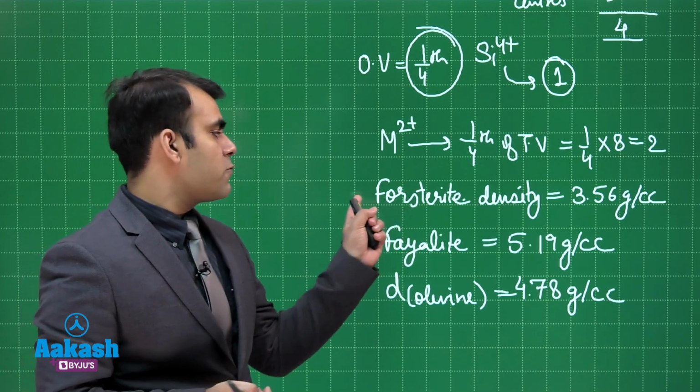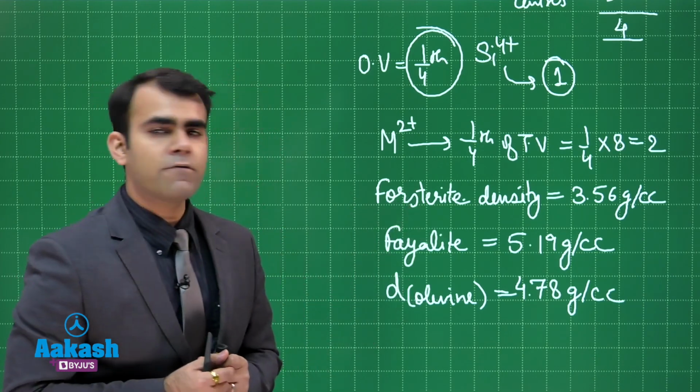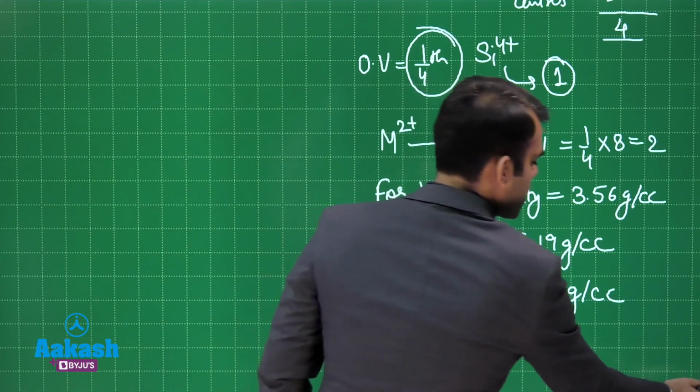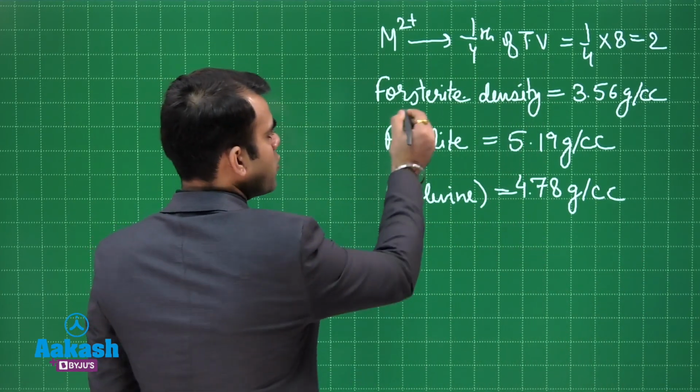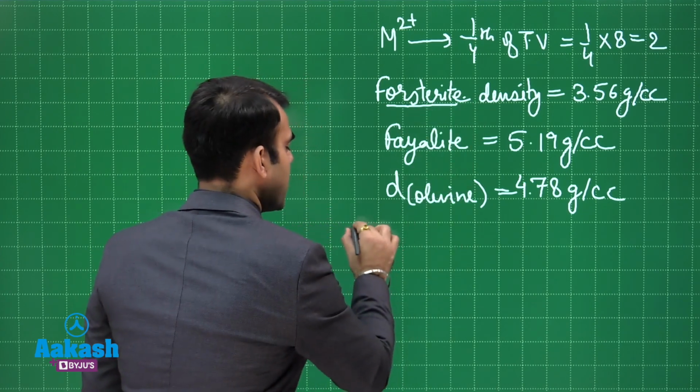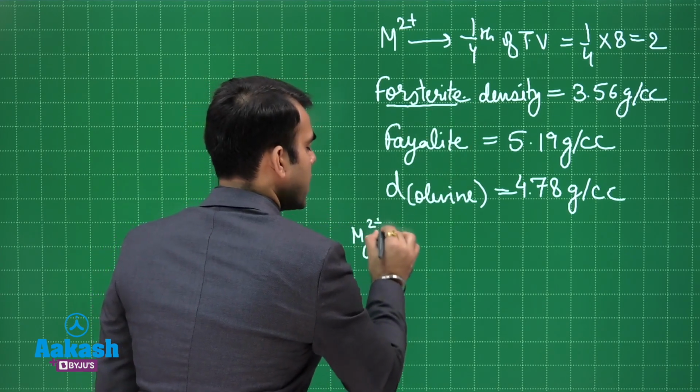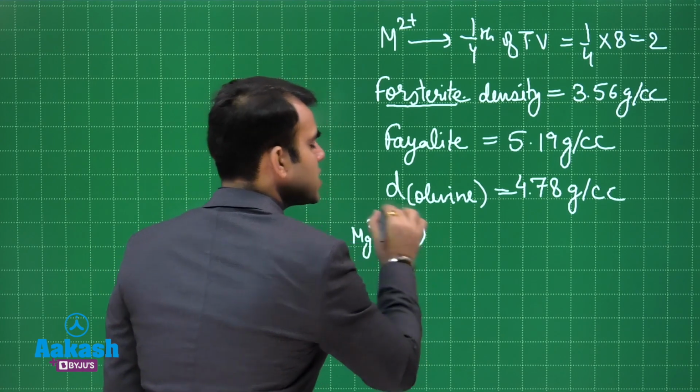So first let's see what the equation for the density of forsterite is. If I want to write the equation for the density of forsterite, I can say in forsterite we have magnesium ion, and the composition is we have 2 magnesium ions there.